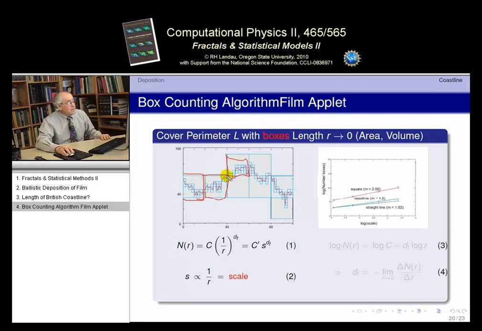Okay, but there's something down below, so I have to make another box there. Here's another big box, another big box, another big box, another big box. Okay, so for a box of one length, which I know is a large length, I need 1, 2, 3, 4, 5, 6, 7, 8 boxes.